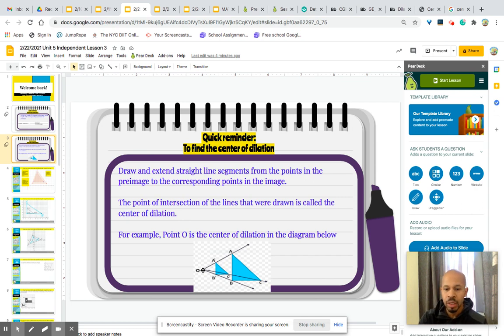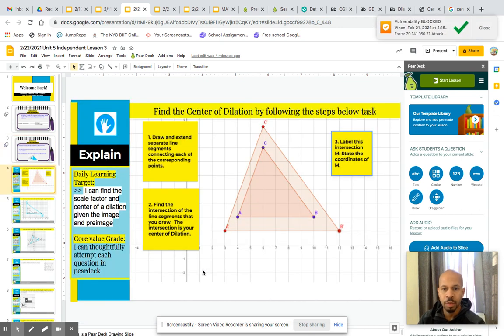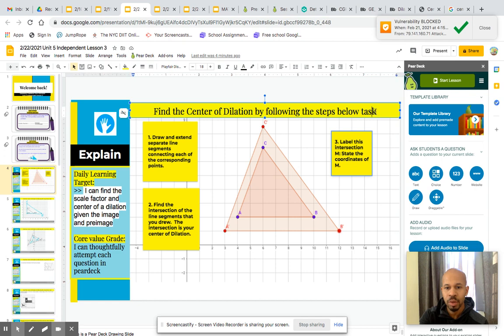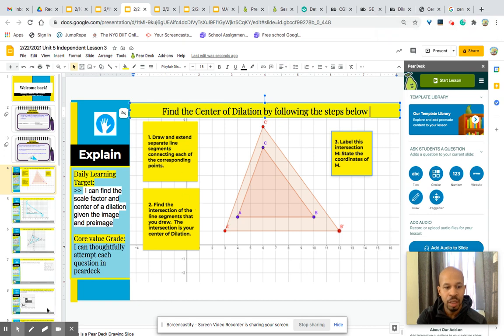All right. So let's get into an example. This one says to find the center of dilation by following the steps. And I'm going to delete this part, the task part, by following the steps below. So it says draw, and we just spoke about this, right? Draw and extend separate line segments connecting each of the corresponding points. So what that means is we're going to connect these 2 points. We're just going to draw a line straight through them.